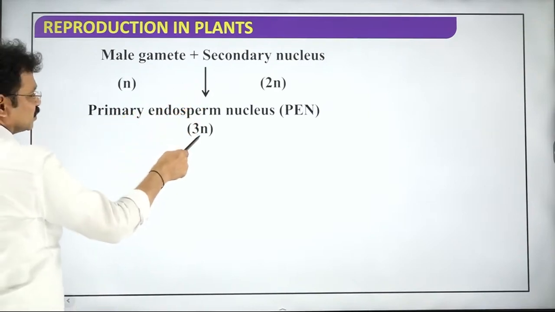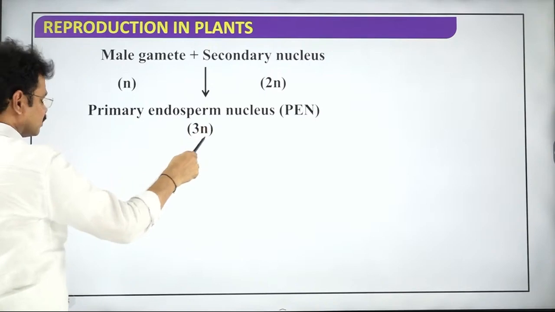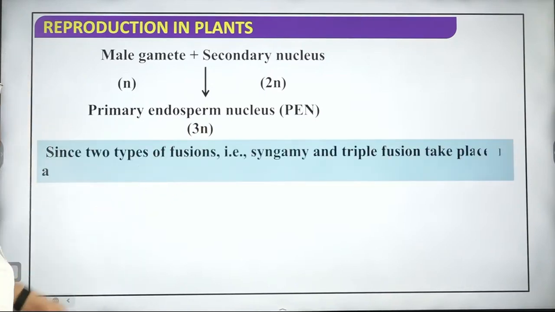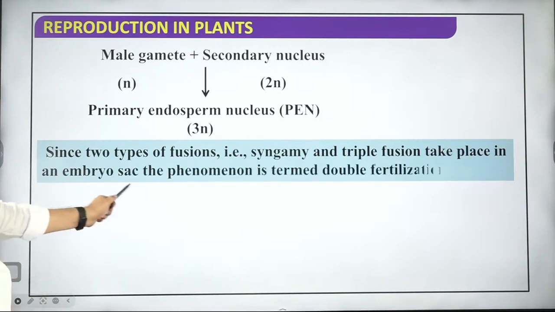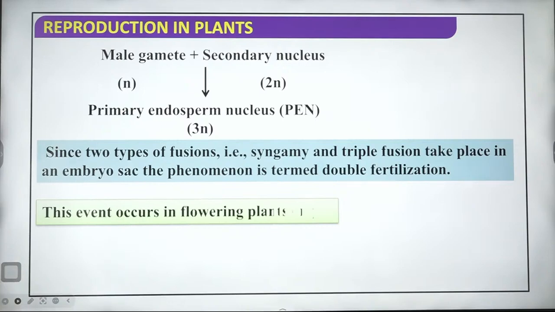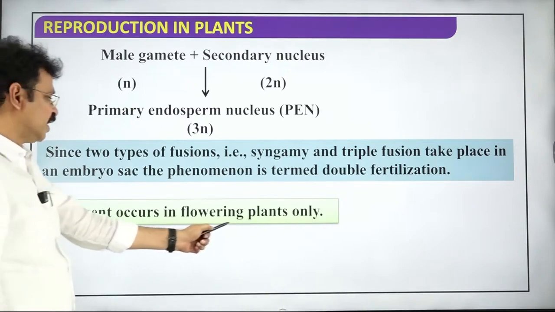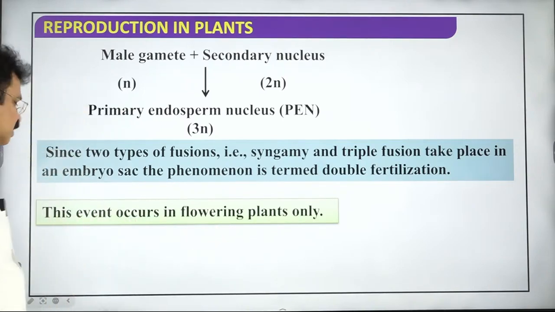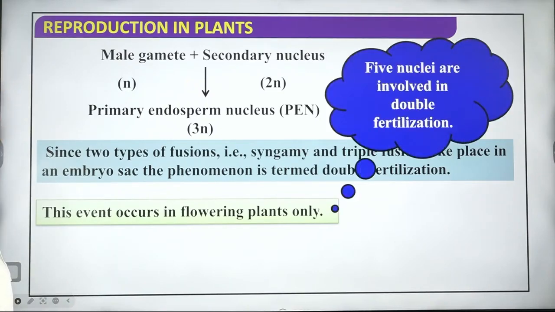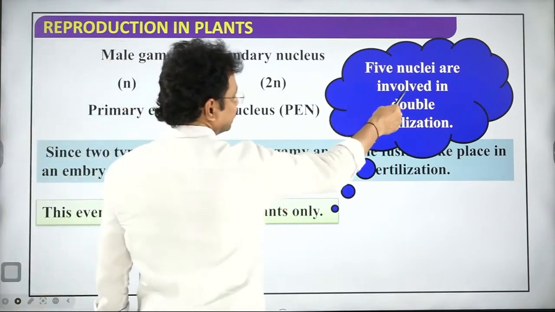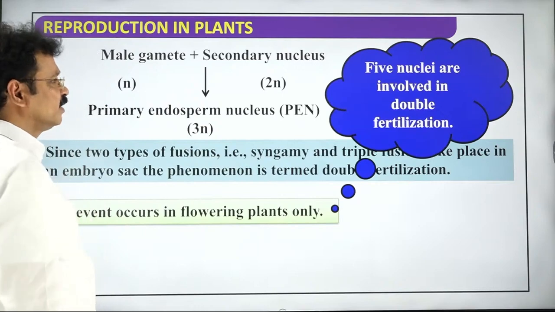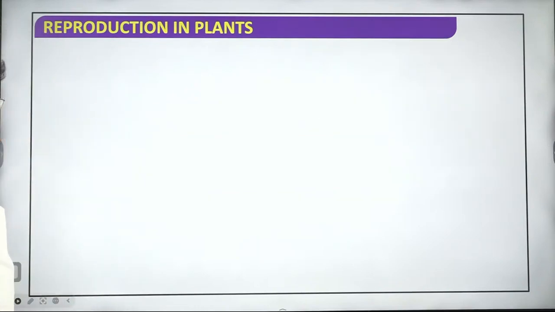This kind of gametic fusion is triple fusion. n plus 2n gives rise to 3n, so the ploidy of the primary endosperm nucleus is 3n. Since two types of fusion, syngamy and triple fusion, take place in the embryo sac, that phenomenon is termed double fertilization. This event occurs only in angiosperms, nothing but flowering plants; it is a peculiar character of angiosperms. In total, how many nuclei participate in double fertilization? 5: 2 from the male parent, 3 from the female parent.